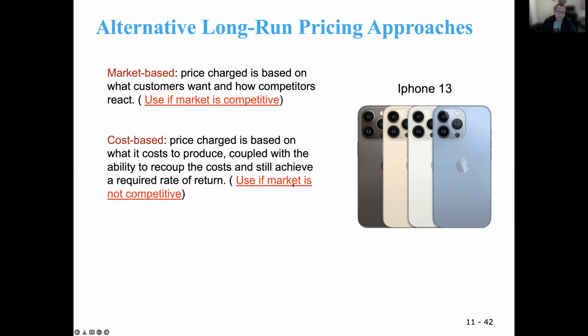If the market is not competitive, then you can use the cost-based approach. We talked about the cost-plus approach, right? In this case, the price charged is based on what it costs to produce, and what kind of return, the markup percentage you want to achieve.